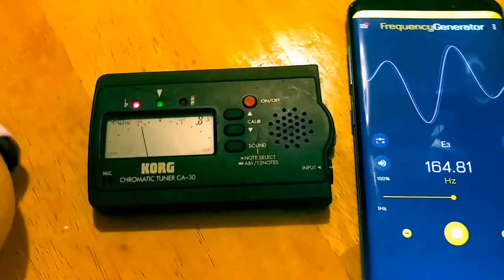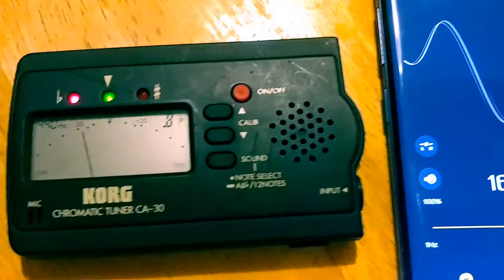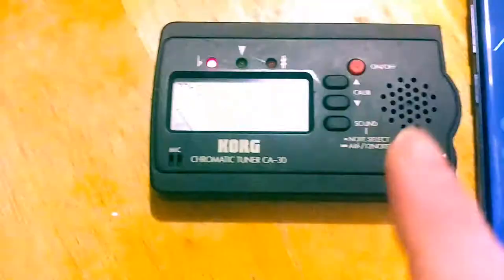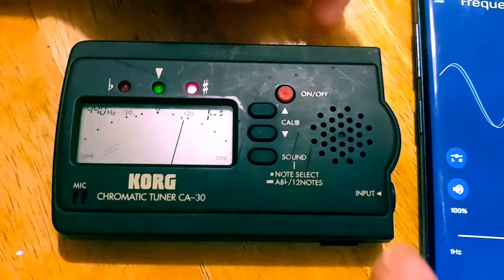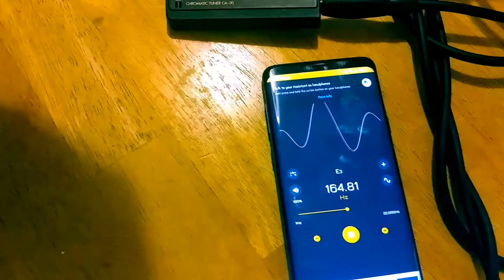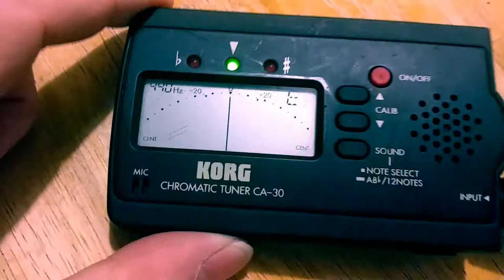Let's see if we can find one that sounds like the first E string. Let's see if that is accurate. Even though my phone says it's accurate, we're going to see on my tuner if it shows the same note that we're looking for. Okay, so I've got my phone going out to the cable, to my tuner, and look, that is spot on. We're producing the note of E.